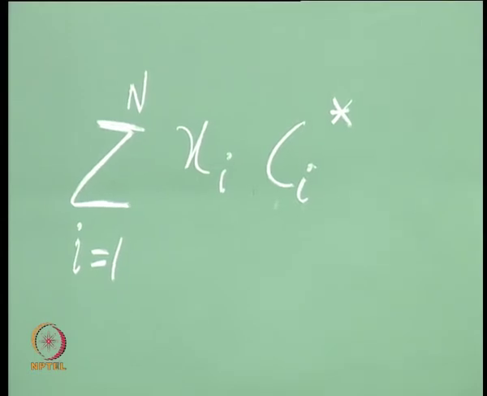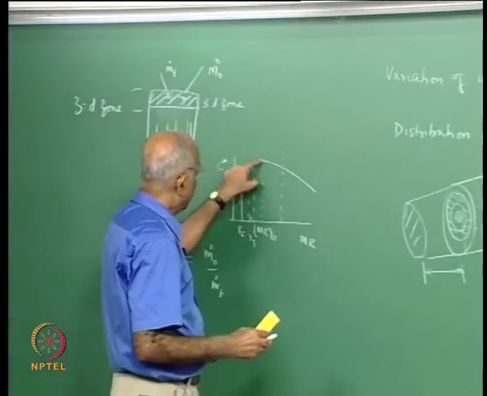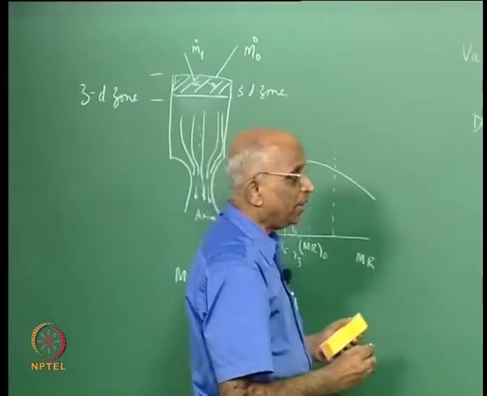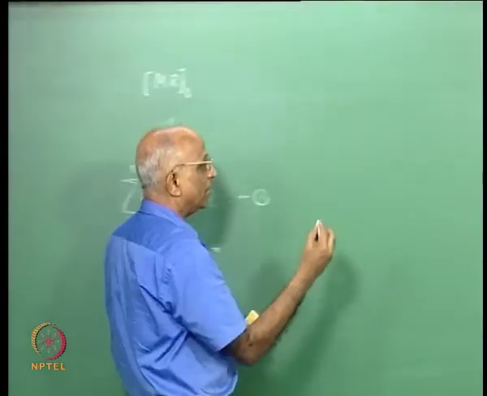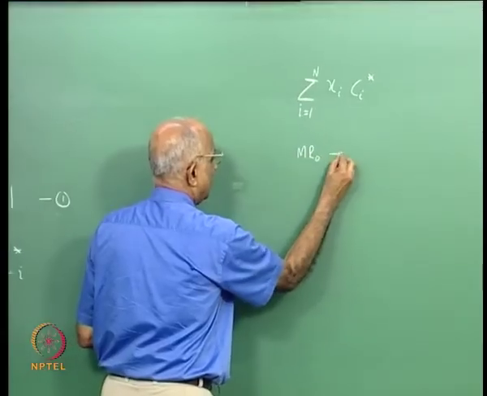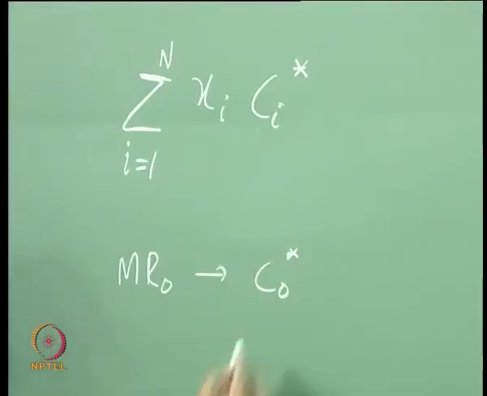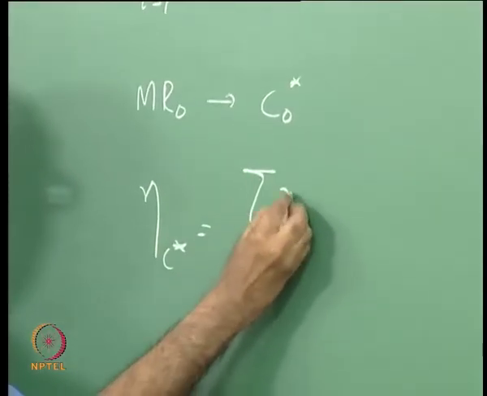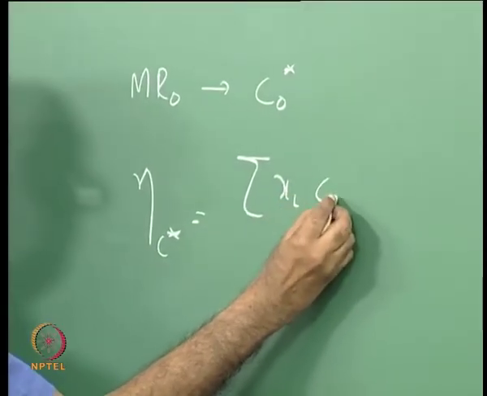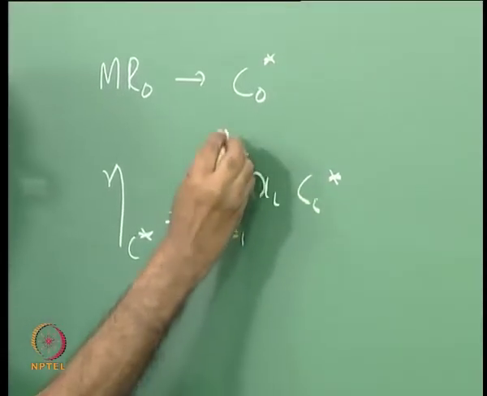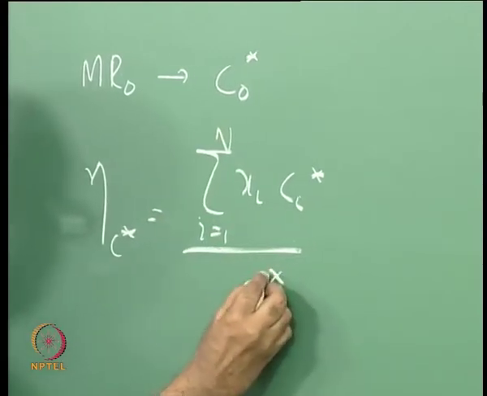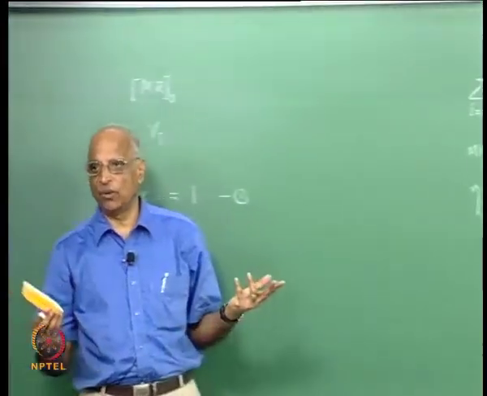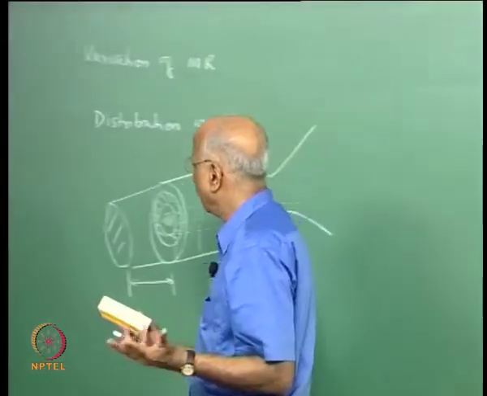Now, instead of getting the value corresponding to MRO, that is the mean mixture ratio, let us say the value as per the figure is C naught star. Then the value of efficiency I get is the sum of Xi into Ci star as I go from 1 to n, divided by the value of C naught star, and this gives me my efficiency due to the maldistribution or distribution of mixture ratio. What do we do?